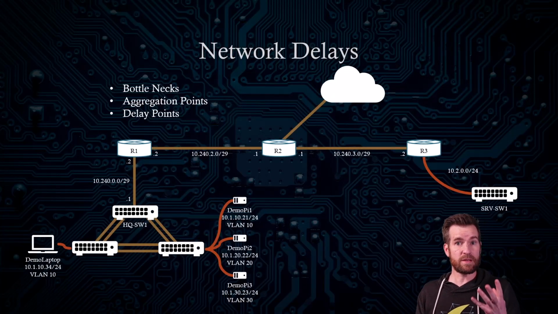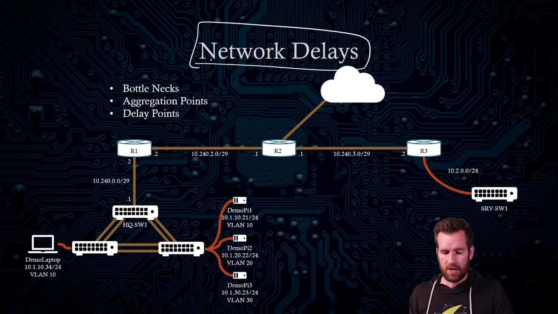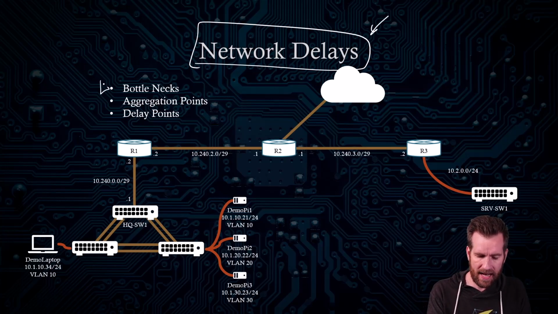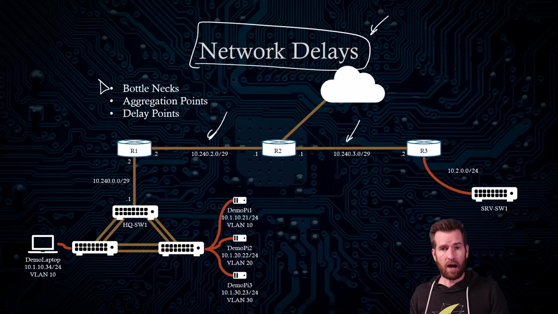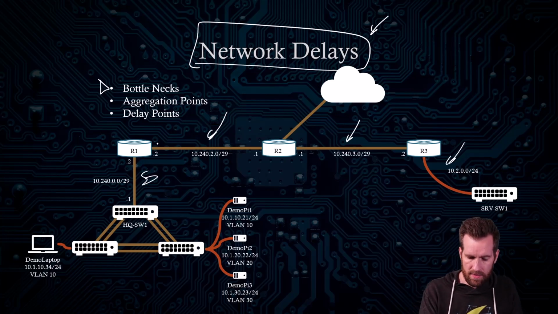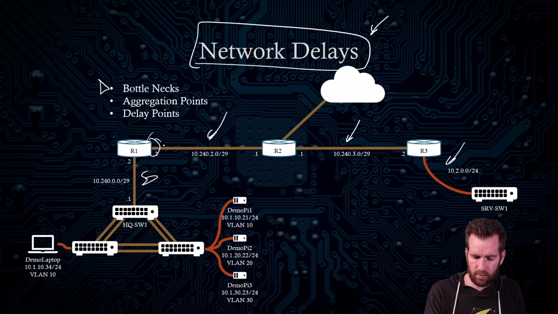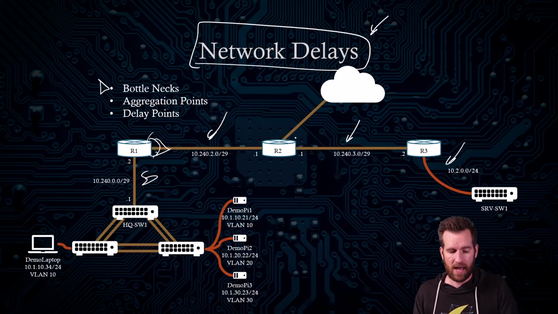So one of the measurements of quality is how much delay we have on our network. So what causes delays? Well, one of the things that can happen is we can have bottlenecks. For instance, these serial connections right here are operating at a much lower bandwidth than anything else on our network here. And so this creates a bottleneck right here of a slower connection, which could be problematic.